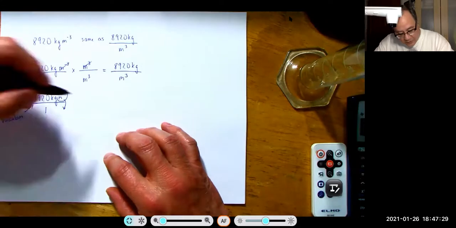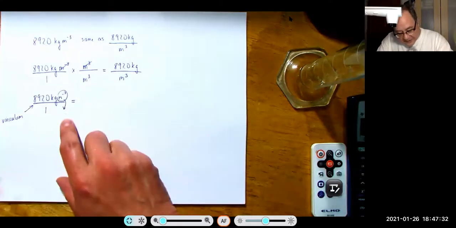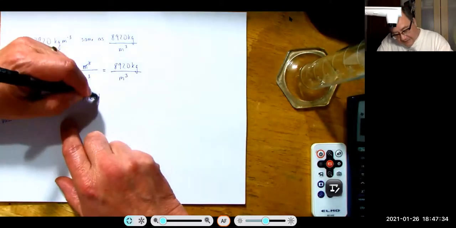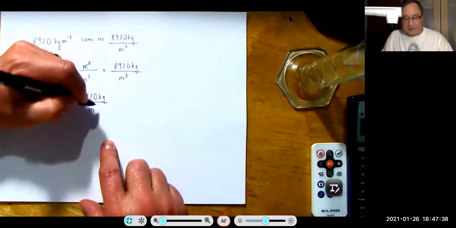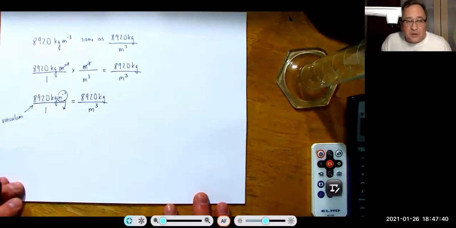Okay, so when you cross the line, you change the sign. So instead of meters to the -3, it's meters to the +3. Any questions about cross the line, change the sign?